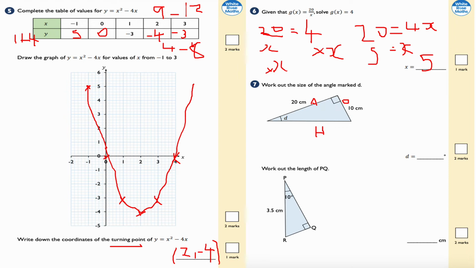I've got O and A, so I'm going to be using the tan formula. So tan of theta, or tan of D, is equal to the opposite over the adjacent. So tan of D is equal to 10 over 20. So to work out D, I'm going to do the inverse tan. So inverse trig looks like this. You type into your calculator shift and then the tan button, and then it will give you tan to the -1 of 10 divided by 20, and that will give you an answer on your calculator.